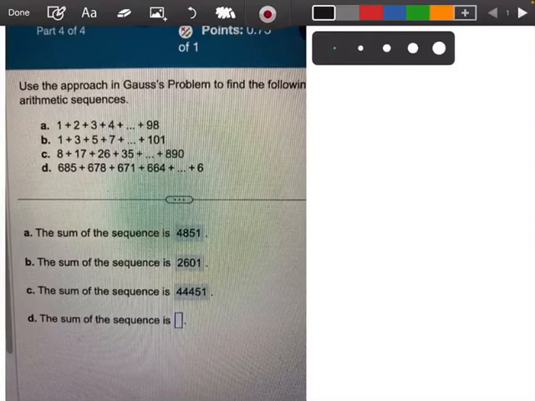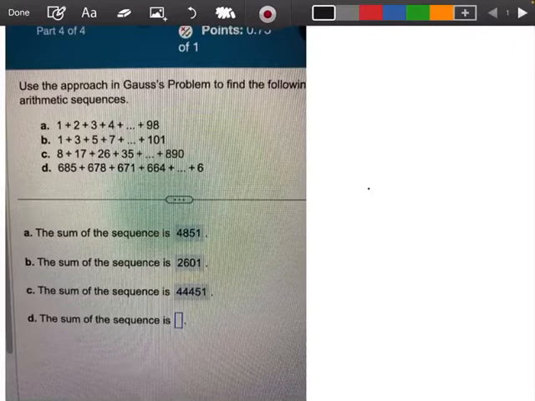Right, so y'all, this is a problem out of the homework. I believe this is problem number 1 out of 1.1. And so the question was, how do I do part D here? Okay, so the first thing we're going to do, we're going to figure out what the difference between each of those numbers right there is, right?